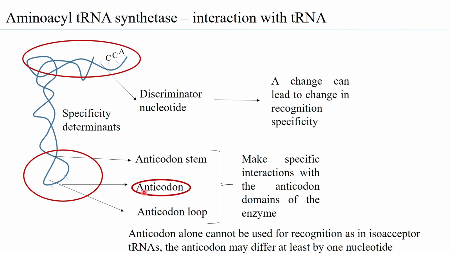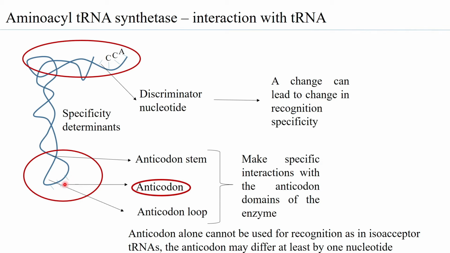Now, one would tend to believe that the anticodon should be the discriminatory region to enable the aminoacyl tRNA synthetase to know which tRNA it is binding to. If here you have the anticodon for serine, then the aminoacyl-tRNA synthetase on binding to these three nucleotides will recognize it as a tRNA for serine.